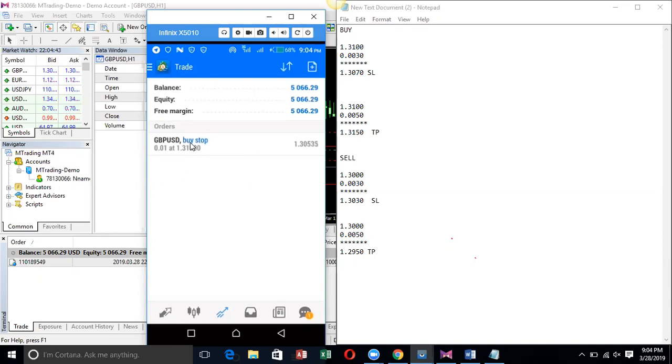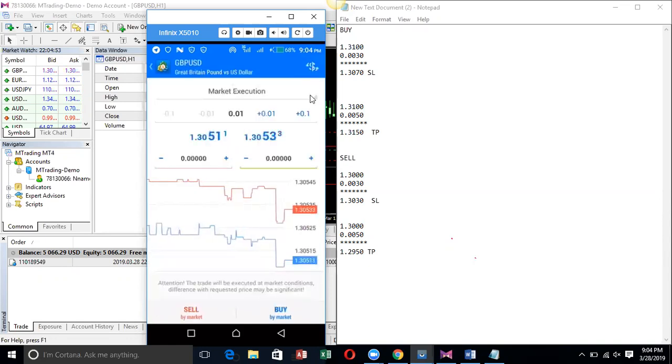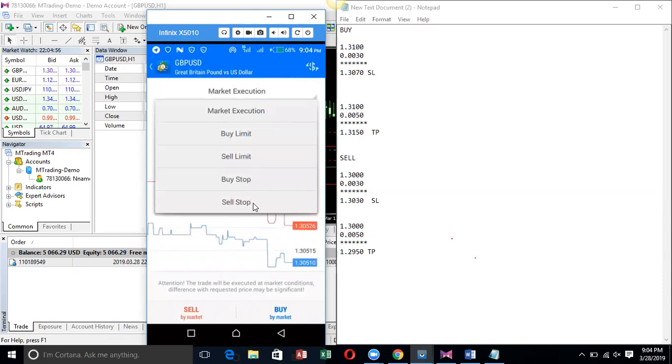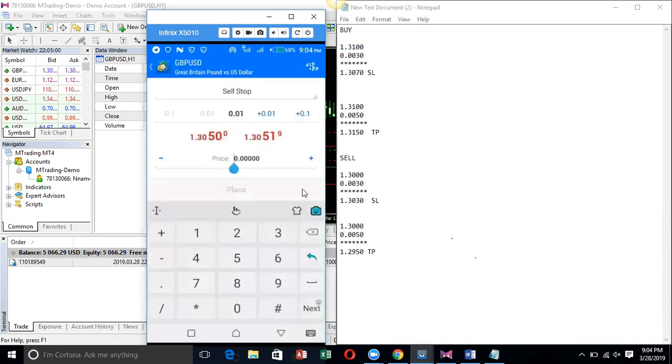The same way, we can still do what? Our sell. Go to the new order of the mobile phone, which is here. Click here. Select sell stop. Put our price. Our price is at price 1.3000.